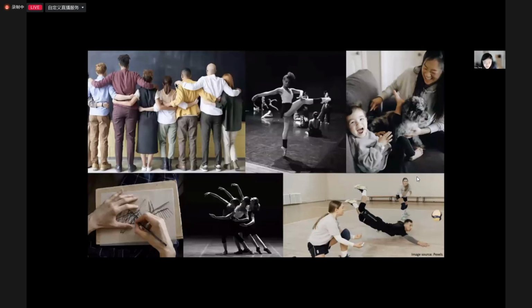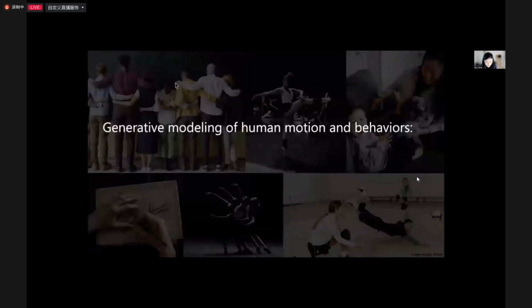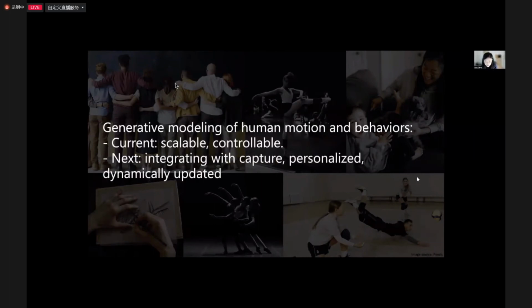Yeah. So as mentioned in the beginning, one of the research questions we are trying to address in my group is how to model and synthesize realistic virtual humans interacting with the 3D environment realistically. And so far, what I have shown to you are our latest generative motion models that are scalable and controllable, right? And for the future directions, we will explore how to combine this with perception, with capture, and how to build personalized and dynamically updated motion models for modeling 3D humans in 3D environments.